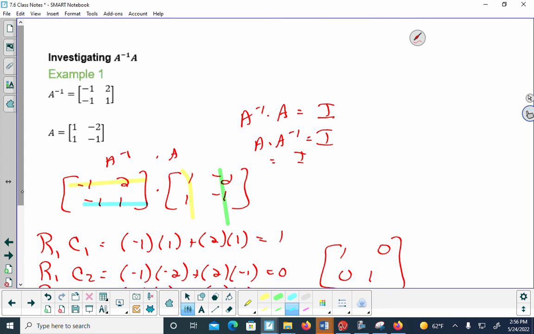And if I were to take A and the inverse of A, if I were to switch the order of these two, I'm still going to get the same result. They're still going to be inverses of each other. I'm still going to get that identity, 1, 0, 0, 1.